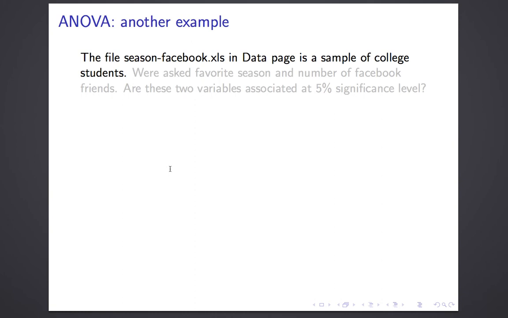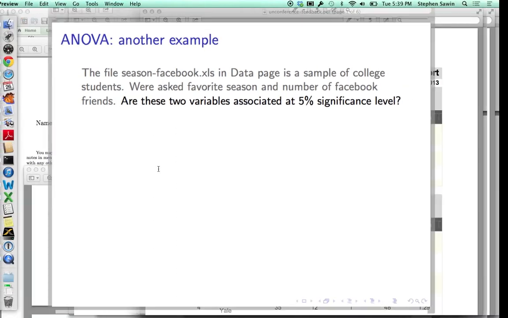So the file seasonfacebook.xls in the data page is a sample of college students. They were asked their favorite season and the number of Facebook friends, and perhaps you have some reason to think that, I don't know, sunny people have more Facebook friends and are more likely to like summer, or something like that. So we're going to ask if these 2 variables are associated at the 5% significance level. So let's go and do that test.